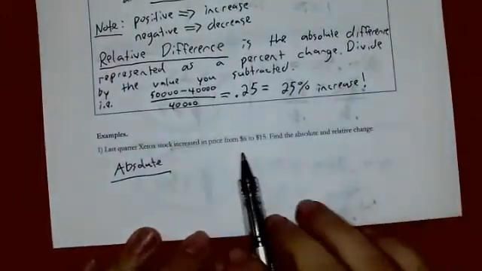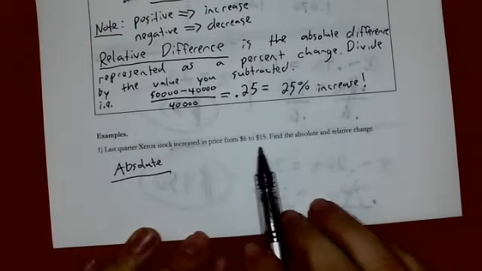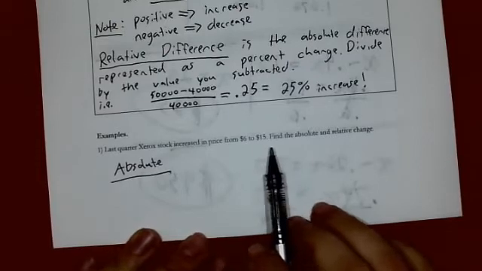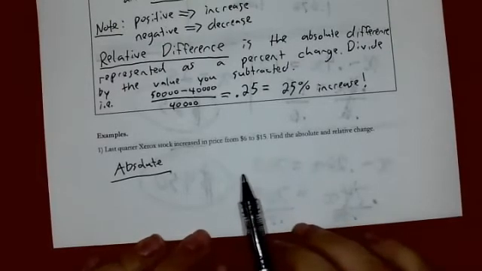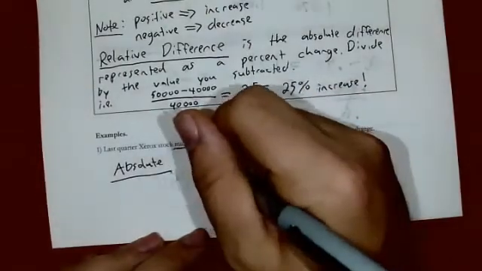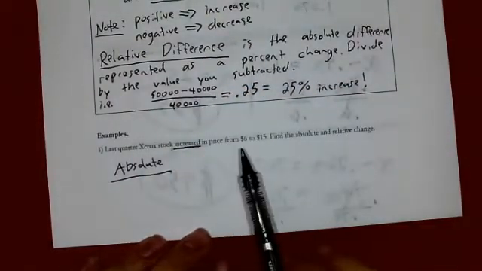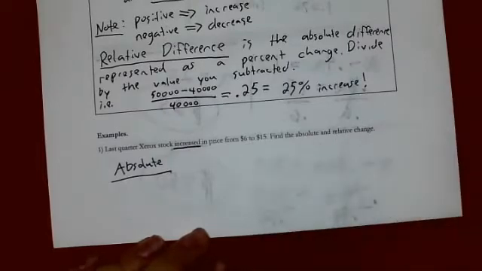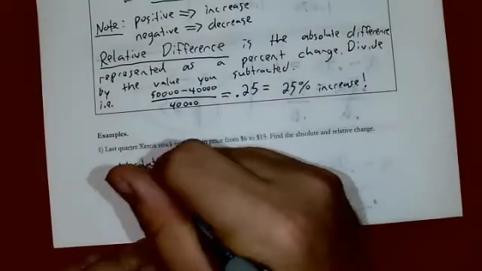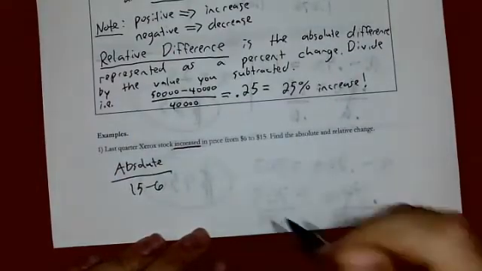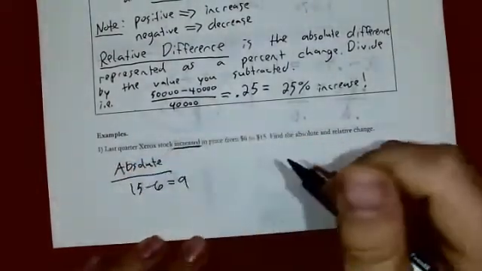So we want to ask ourselves, has it gone up or down? If it's increased, we should get a positive number. If it's decreased, we should get a negative number. Since it has increased, we should get a positive result. So when deciding whether to do 6 minus 15 or 15 minus 6, we know it's going to be 15 minus 6 because there has been an increase, which gets us 9.